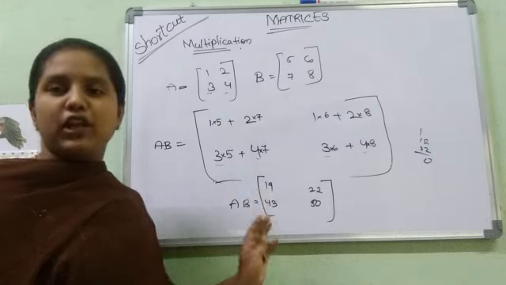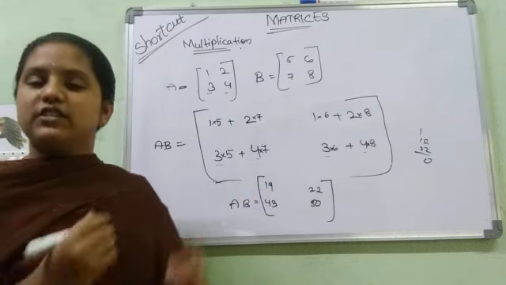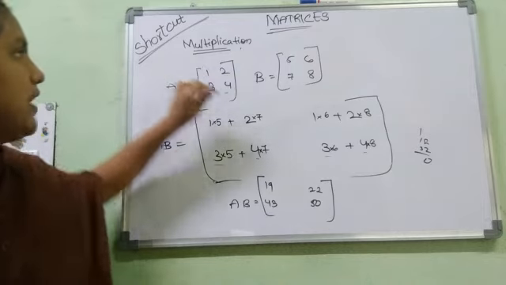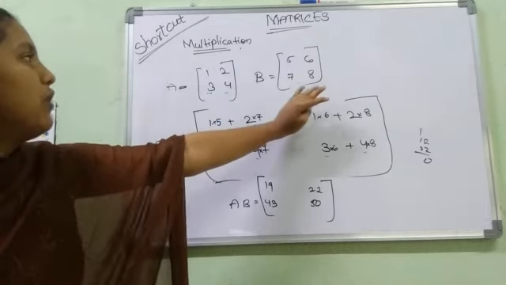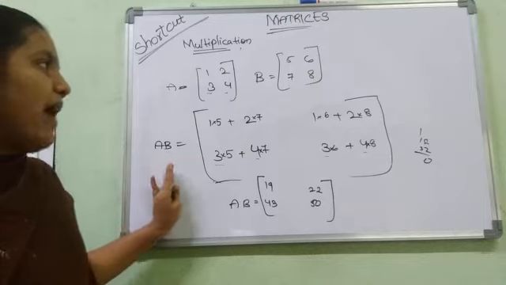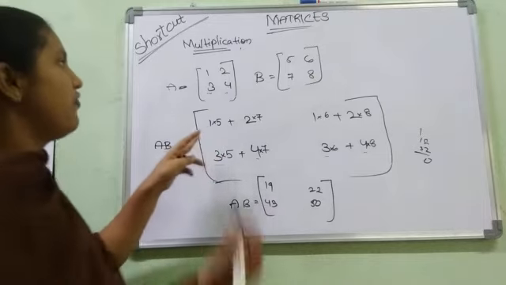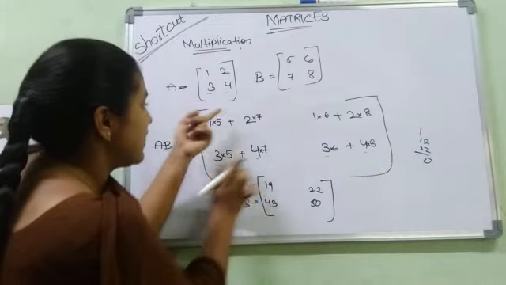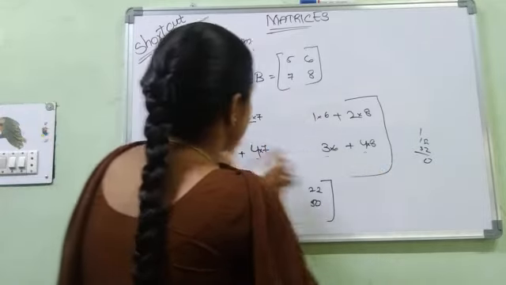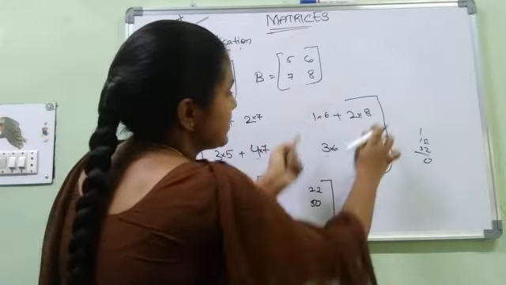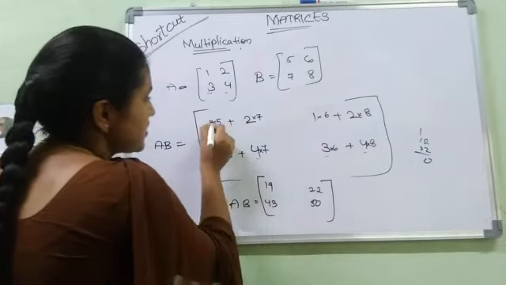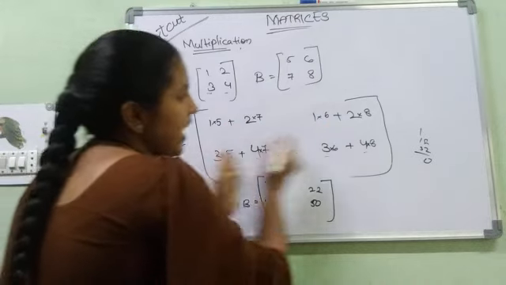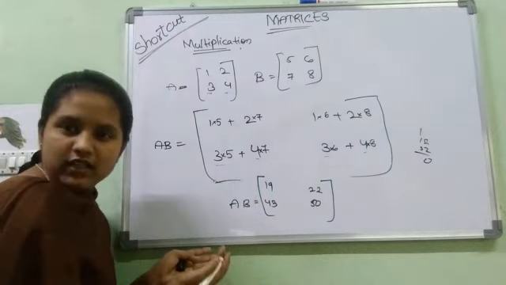Therefore, AB is this matrix: 19, 22, 43, 50. Just for your clarity, once again I am teaching you. Let A is equal to 1, 2, 3, 4 and B is equal to 5, 6, 7, 8. Therefore, the matrix AB will be, first of all, I have written 1, 2, 1, 2, 3, 4, 3, 4, 5, 7, 5, 7, 6, 8, 6, 8. And then I inserted multiplication in all of them and plus in all of them. I calculated and then I got the answer.